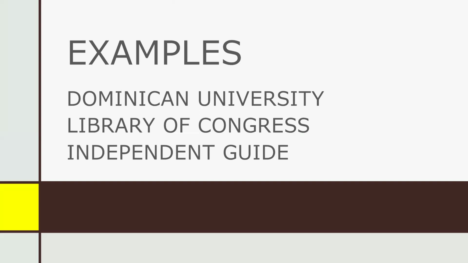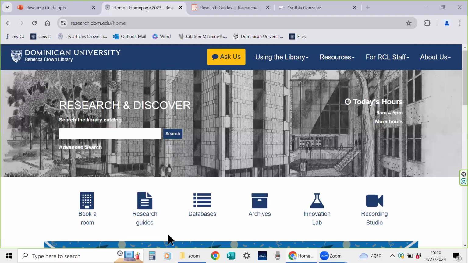We'll be looking at three different examples of research guides. We'll be looking at one offered through a university, one offered through a public organization, and one offered independently. We'll be looking at the Dominican University Rebecca Crown Library research guides.